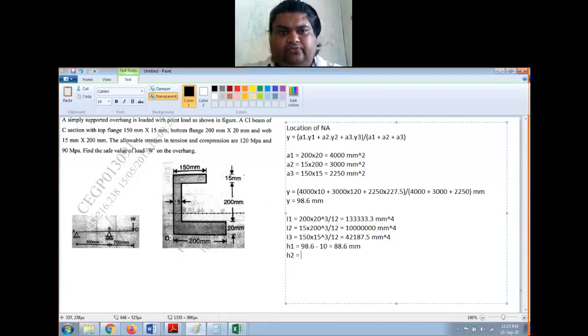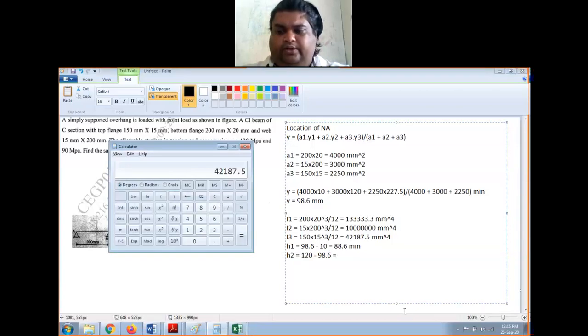Similarly, H2. The location of G2 is 100 mm above this surface, correct? So 100 plus 20, 120 mm from the bottom is the CG, minus Y, 98.6. So that will be 120 minus 98.6, sorry, 21.4 mm.